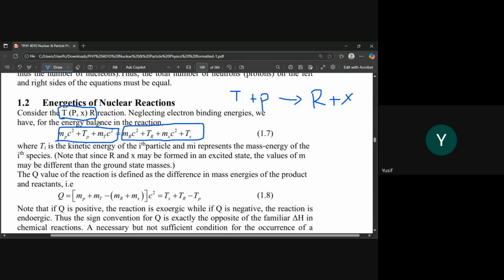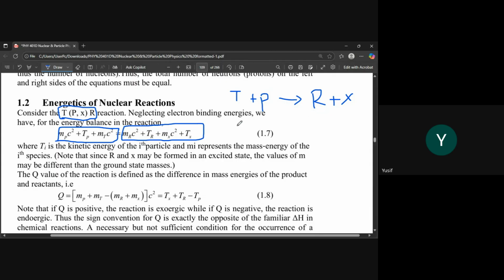Now, we are talking about the energies of a nuclear reaction. The reaction you are considering is this, that's the shorthand form. Now, if you write it in the long form, this is how it is written. I have the T, which is serving as the parent nucleus, and the P, the proton, which is used to bombard the parent nucleus. At the end of the day, it is going to give birth to a product nucleus, which is the R, and now the X, which is the emitted particle or byproduct.